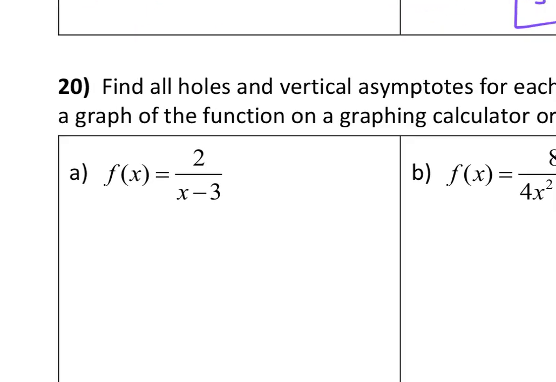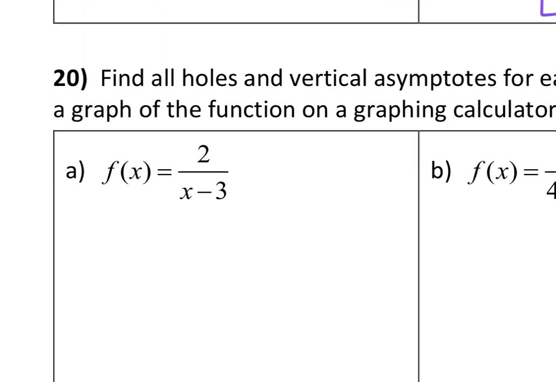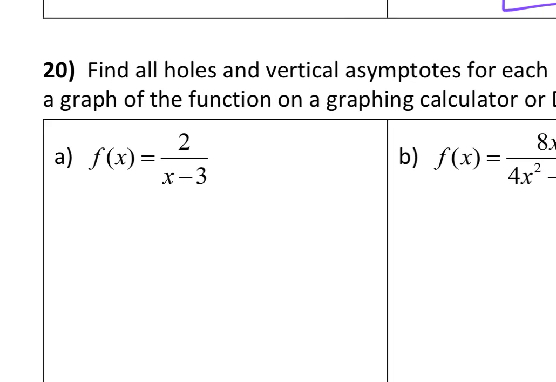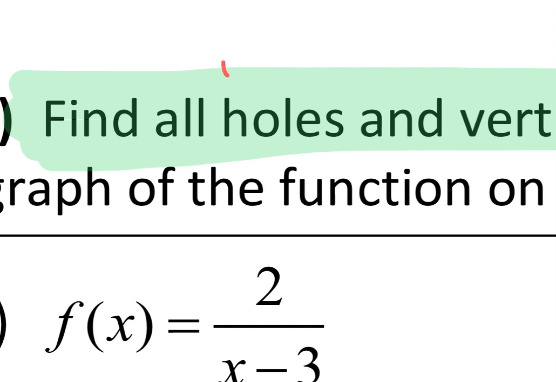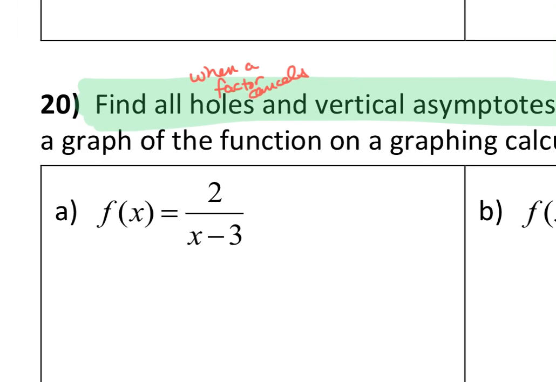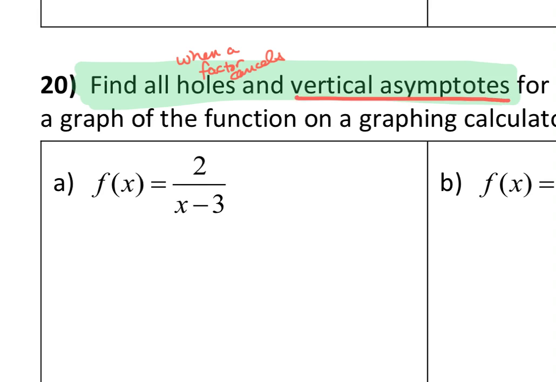Now, for this problem, you want to find the holes and vertical asymptotes algebraically, which means Miss Applebacher needs to see the work that you've done for these problems, and you're not just taking it off of the graphing calculator and expecting full credit for that. So, holes only happen when a factor cancels. And any other value that would make the denominator 0 is a vertical asymptote.